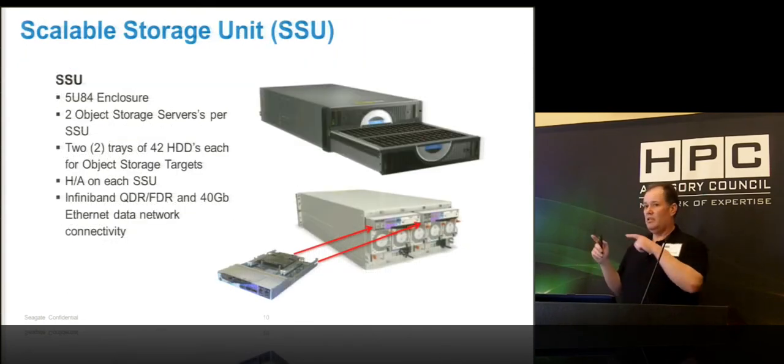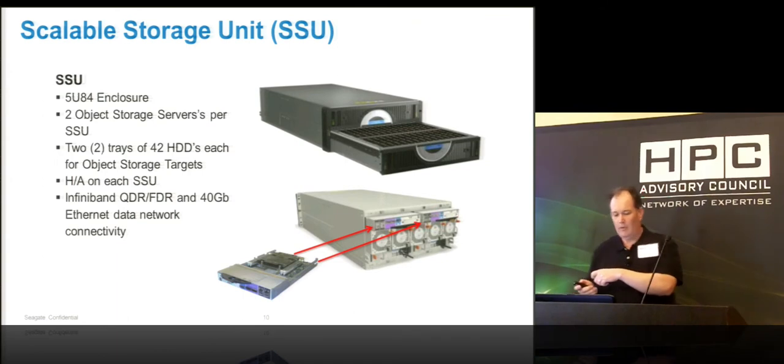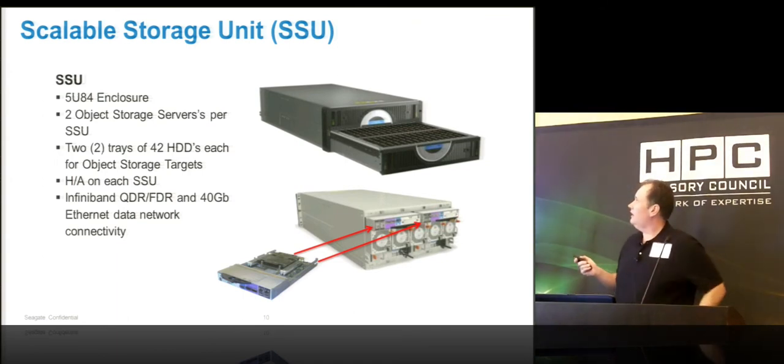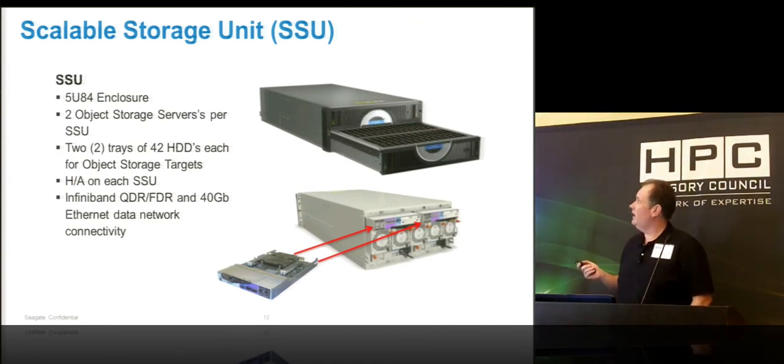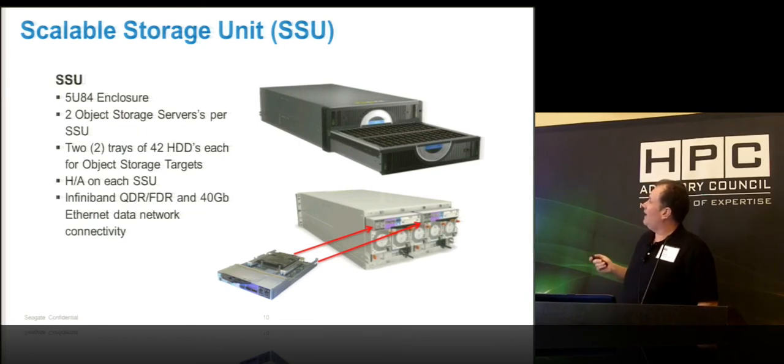So the other piece was the object storage server. This is a 5U box that contains 84 drives. We refer to it as a 5U84 or an SSU, a scalable storage unit. That's just how we describe the object storage server. Looking at the back of the box for just a moment, it's 2 storage servers, and each one of these storage servers is talking to a tray of 42 disks. The top one's 42 and the bottom one's 42.